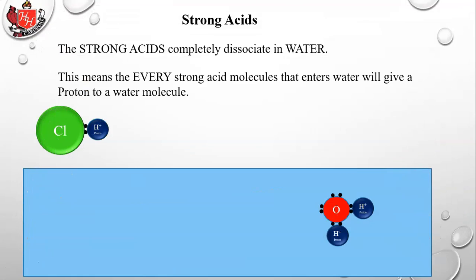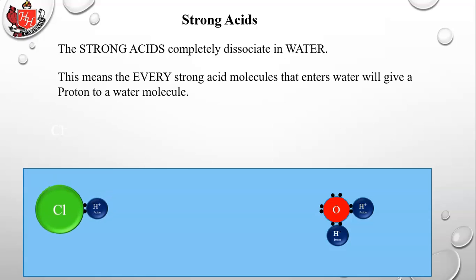Strong acids completely dissociate in water. This means that every strong acid molecule that enters water will give a proton to a water molecule. So if we drop the hydrochloric acid into water, that proton moves over there. That was a hydrogen atom, which was a proton and an electron, but it left the electron behind on the chloride. That's why the chloride ion now has a negative charge. And the proton alone jumped over to the water molecule.